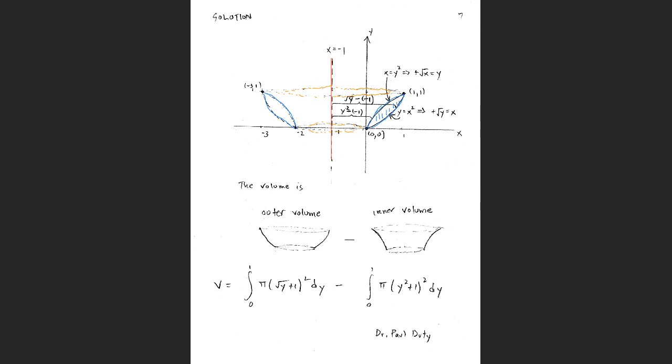So the outer volume, we need to find the radius for the outer volume. Well, the radius is going to be this radius here. Okay, because you go from the axis of rotation to the function, and what you're having here is the outer volume looks something like a bowl with a flat bottom. That's what the outer volume resembles.